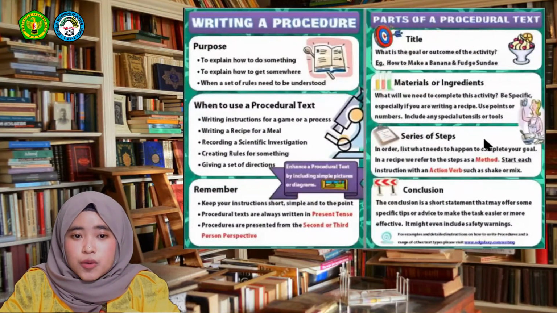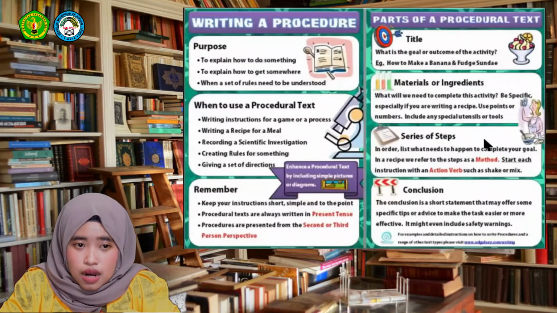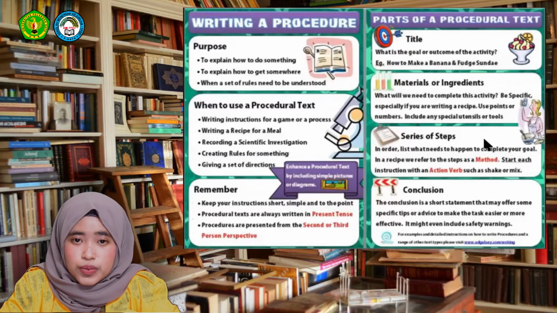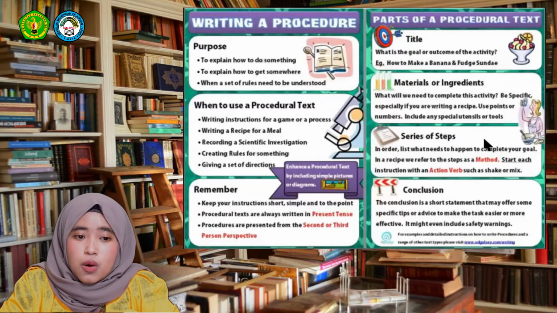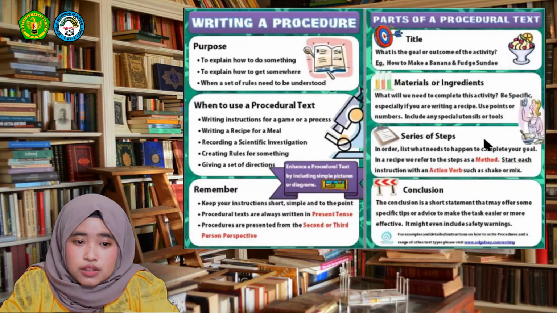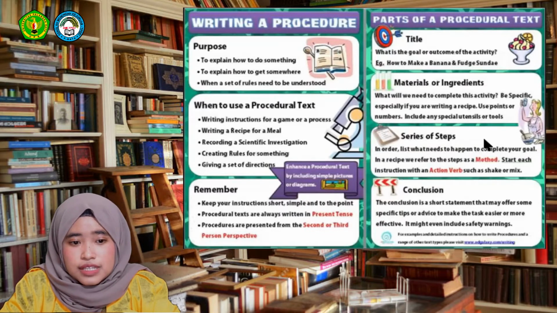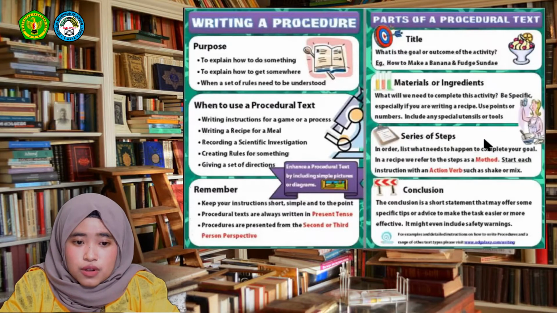Okay, writing a procedure. The purposes are to explain how to do something, to explain how to get somewhere, and when a set of rules needs to be understood. And when to use a procedural text: writing instructions for a game or a process, writing a recipe for a meal, recording a scientific investigation, creating rules for something, giving a set of directions.